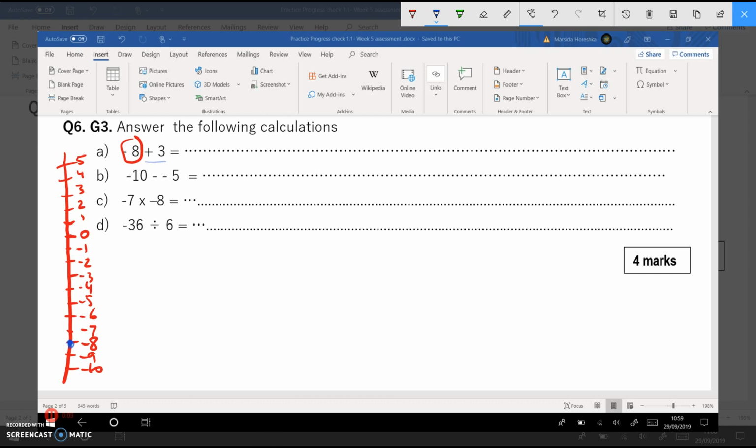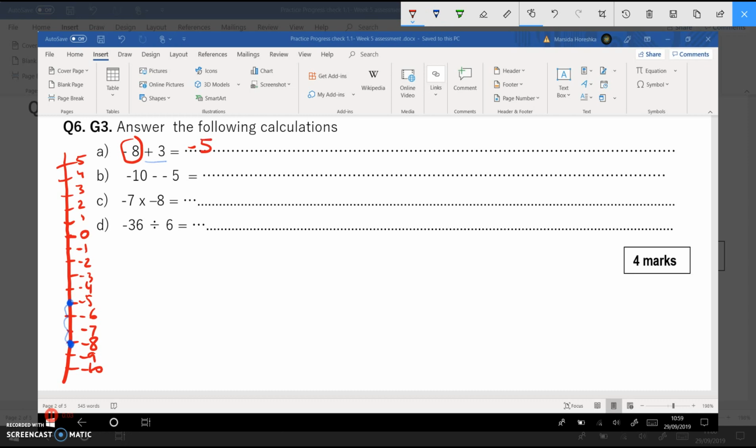And then we add 3, so that means the temperature will go up. So we go 1, 2, 3 degrees up, landing on -5. So the answer is -5.